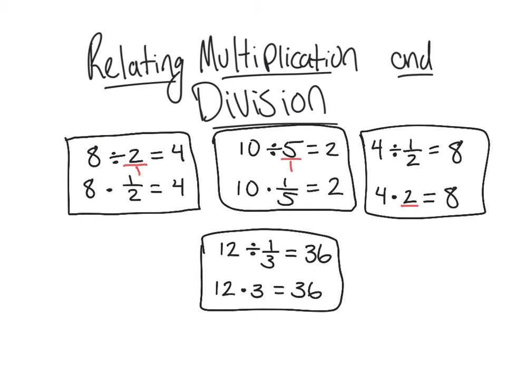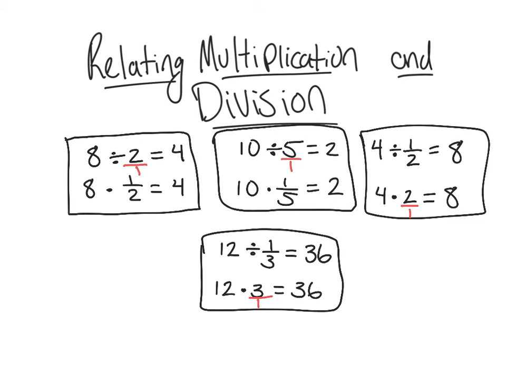Okay, over here, once again, I can make this 2 over 1. And 4 divided by 1/2 is equivalent to 4 times 2 over 1. And then our last one, 12 divided by 1 over 3 is equivalent to 12 times 3 over 1. Okay, so multiplication and division are inverses of one another.